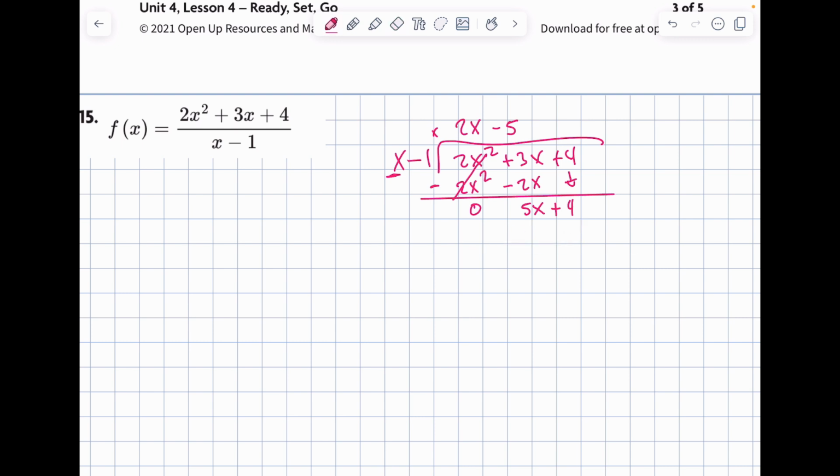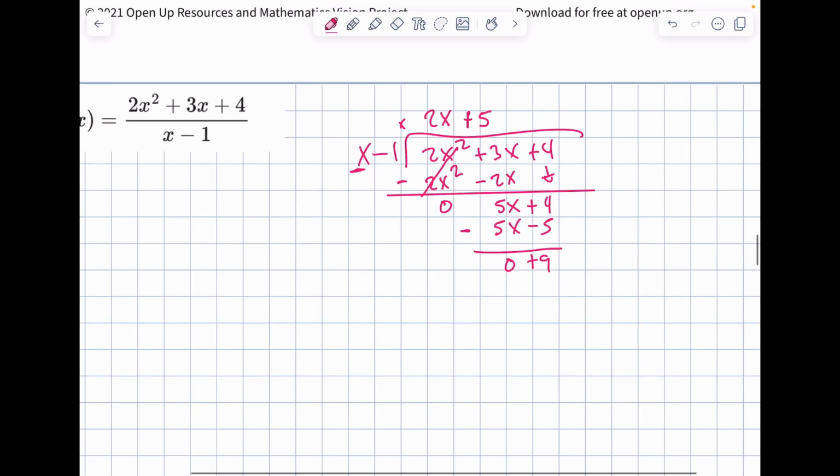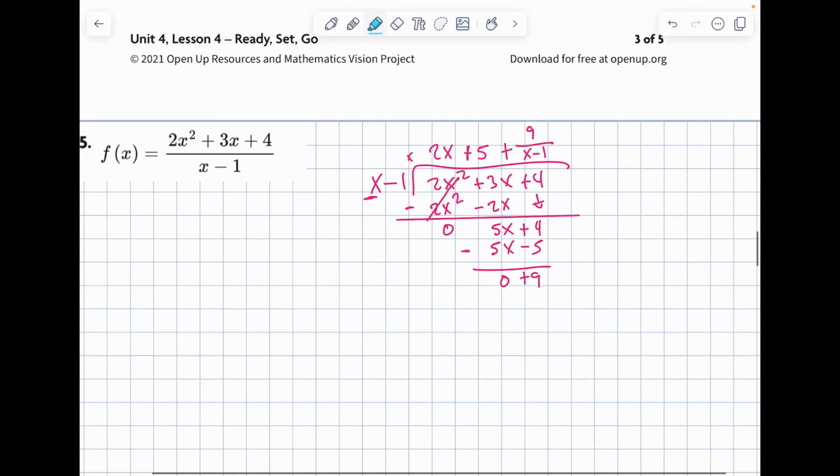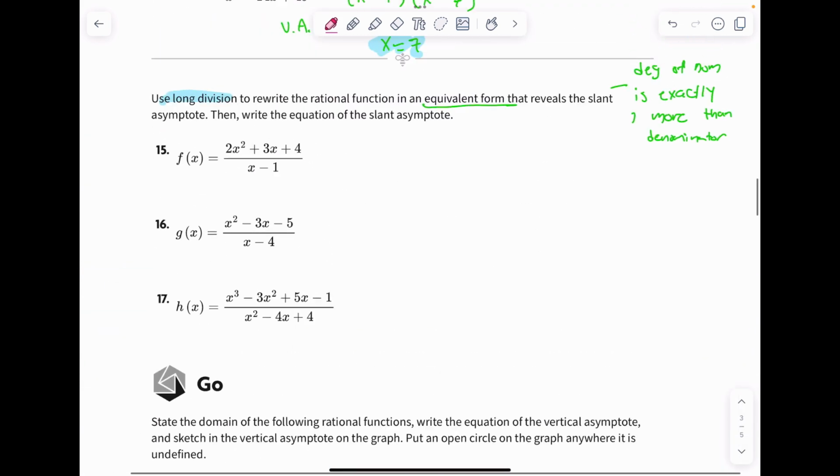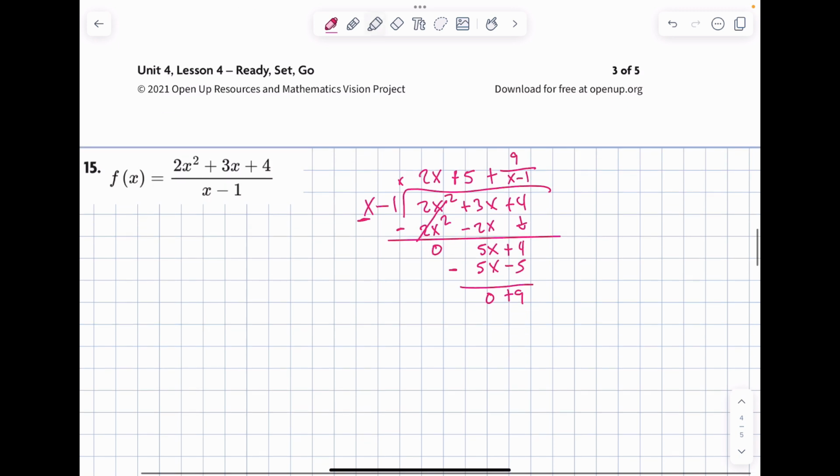This should have been a 5x, right? And then x plus 5 here. And then we get that this is 5x minus 5. Subtract them. 4 minus -5 is plus 9. So this is a plus 9, and we write it over my denominator. My denominator is x minus 1. Okay, so this is my equivalent form.